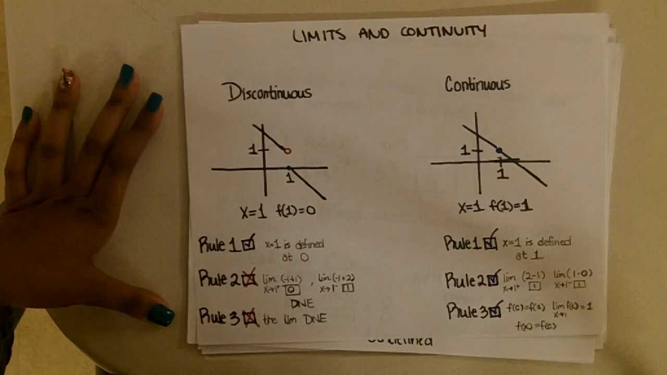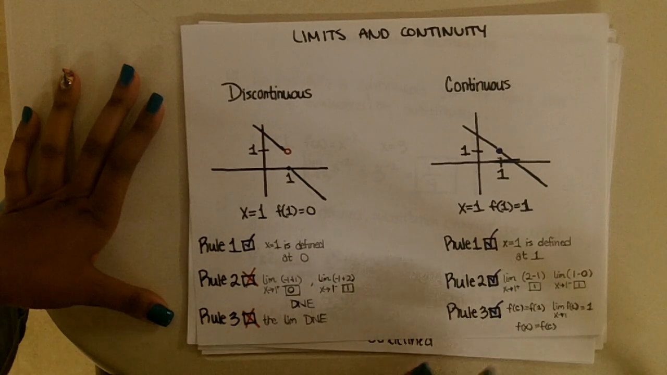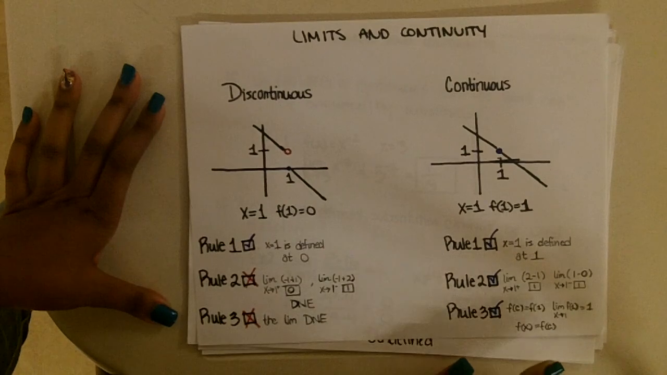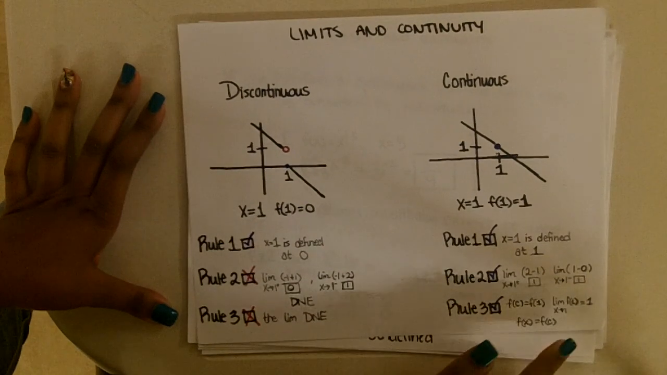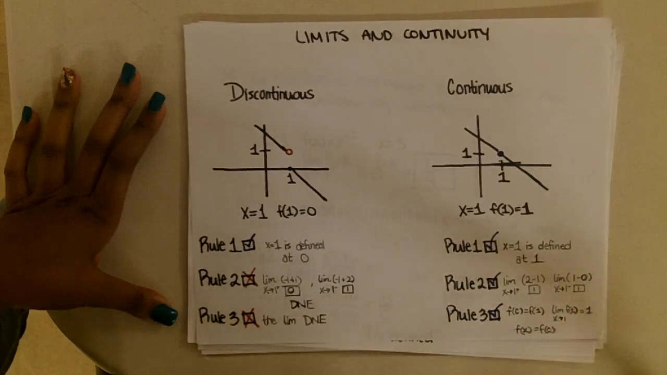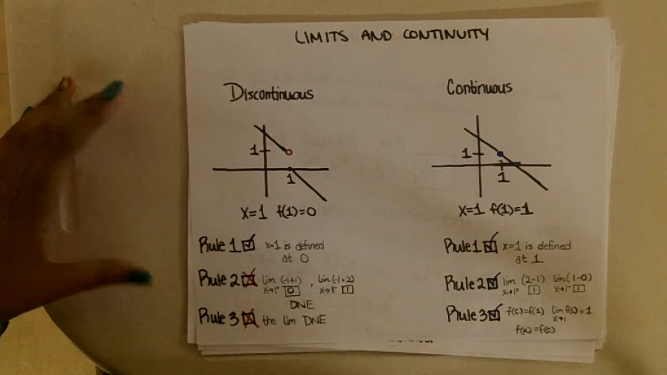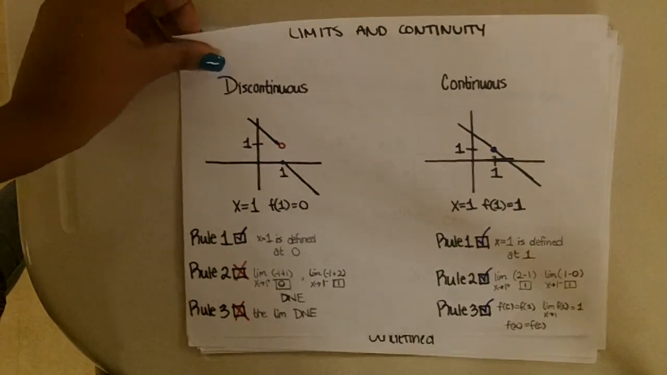Now, rule number 3 can be applied. So f of c is f of 1, which is 1. And the limit of f of x as x approaches 1 is also 1. Therefore, the limit of f of x equals f of c, and rule 3 is passed.